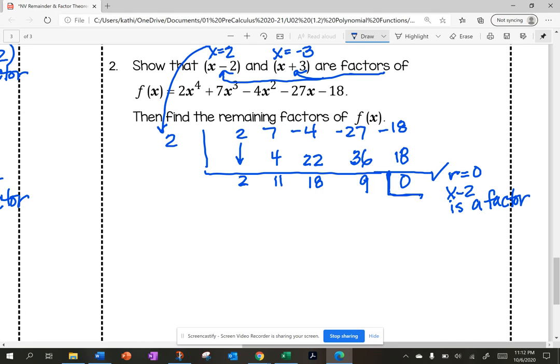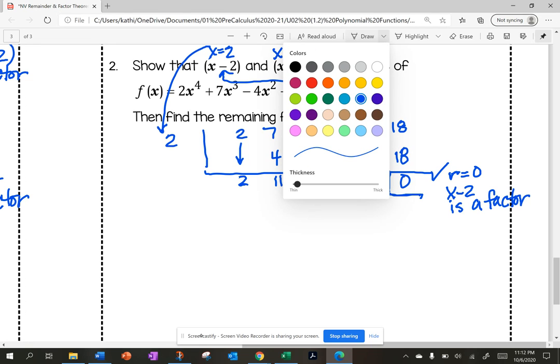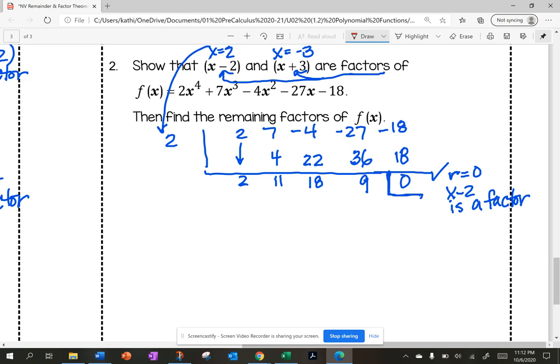Okay, since I have x minus 2 as a factor, instead of going back and using the original coefficients again, I can just use the current coefficients that I have to check my next factor. So I can just set this up and work with these values as my next 0.